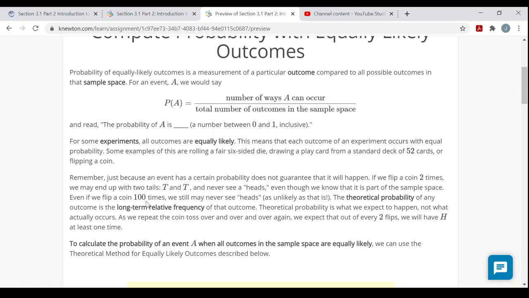Right, so the example here, if you flipped a coin 100 times, you'd expect about 1 in 2. You'd expect about 50 of these 100 times to be heads and about 50 of the 100 times to be tails. Again, that doesn't mean that's what's actually going to happen, though. Right? So probability gives us what we expect to happen, not what actually happens. An example they give here too is as we repeat the coin toss over and over again, we expect that out of every 2 flips we will have a head at least 1 time. Again, it doesn't mean it's going to happen, but we would expect something close to that.